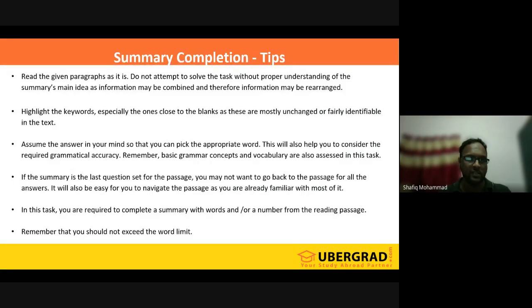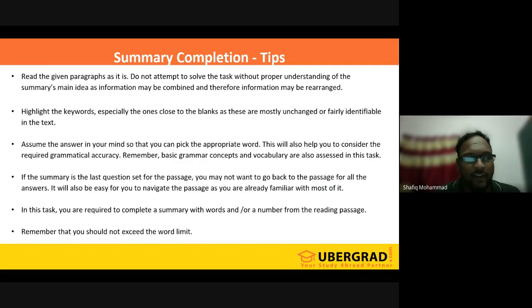If the summary falls in that, and it is the last question to be answered and you don't have much time, what you'll do is just write the words from it, because you'll just match the words from the given options. Okay, I'll tell you, we'll come to it.